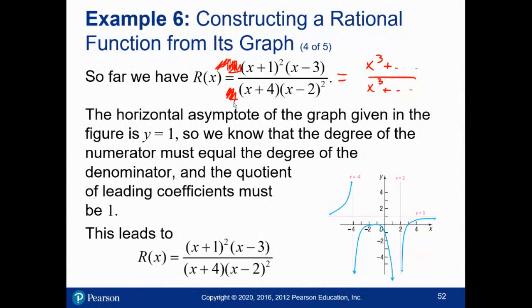Sorry, I'm just going back to their picture here, because there is some information. This intercept, it appears that if you plug in x equals 0, you should get out y equals -1. And let's just check. What is r of 0? We're going to get 1 squared times -3 over 4 times (-2) squared. This is -3 over 16. So I don't think we quite matched that intercept.